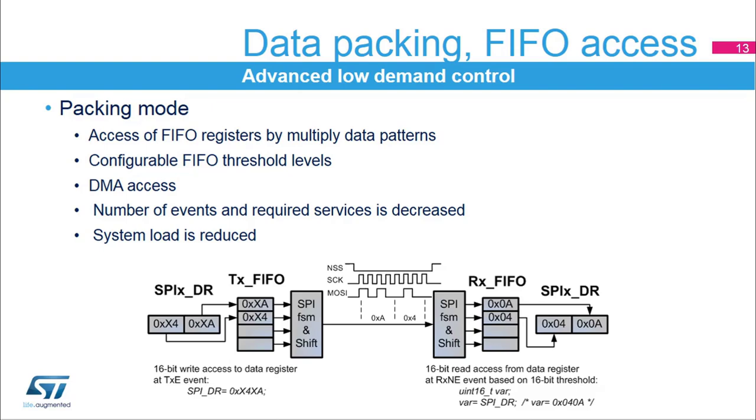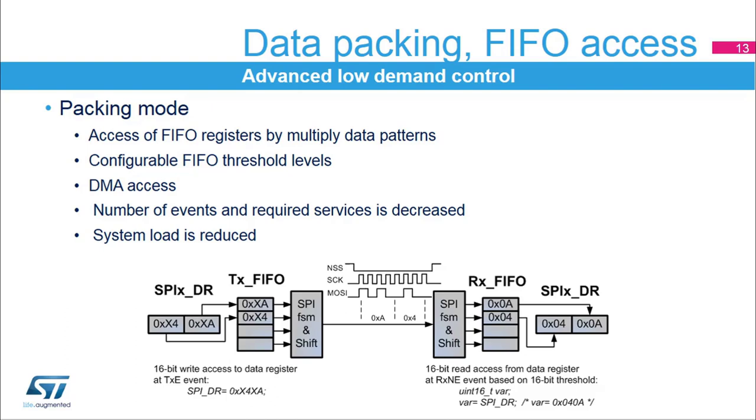Slave nodes have to properly service all the transactions sent by the master to prevent any data overrun or underrun conditions. When the data frame size fits into a byte, packing mode can be used. Then multiple data patterns can be written or read in a single access to the FIFO registers. Together with the proper setting of the FIFO threshold event, the number of events to service will decrease to better control the data flow. When the DMA is used additionally, overall loading on the system is significantly reduced.